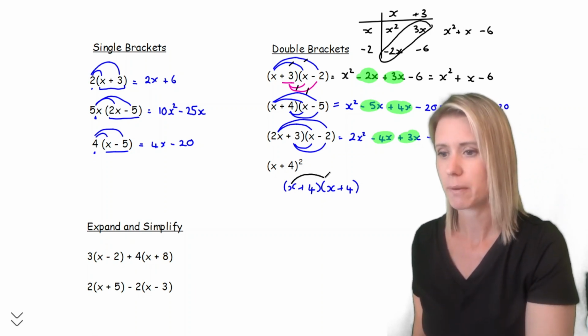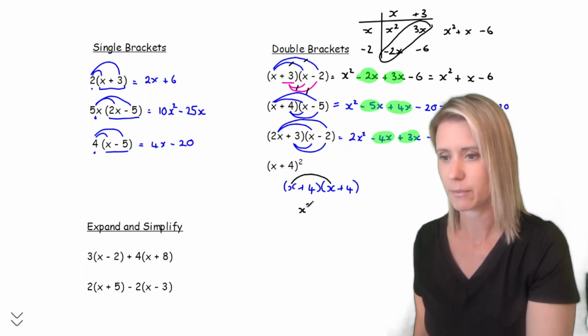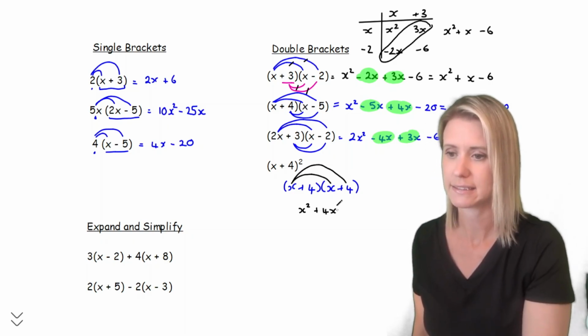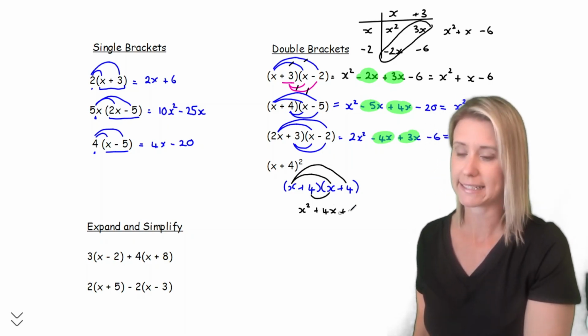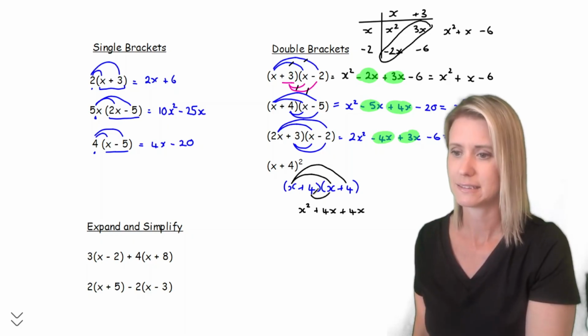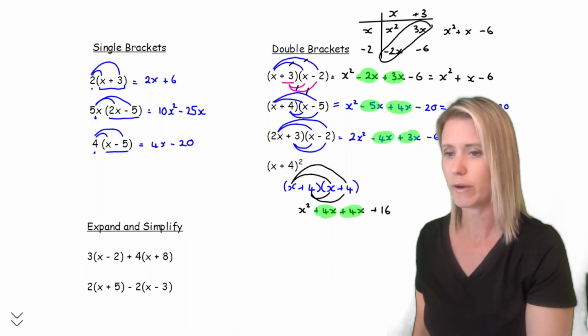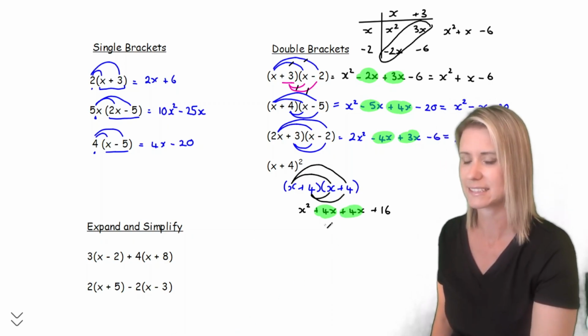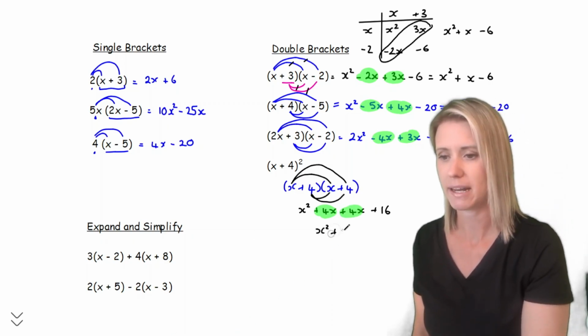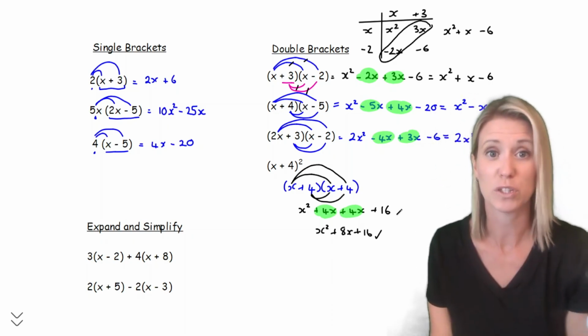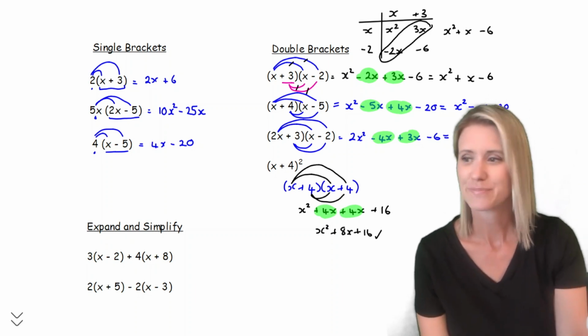Okay, x multiplied by x is giving us that x squared. x multiplied by 4 is plus 4x. 4 multiplied by x is another plus 4x. 4 multiplied by 4 is 16. And so when we're collecting those like terms together, 4x plus 4x is 8x. So we have x squared plus 8x plus 16 there for your marks, okay? So it's that 8x that would usually be missed.